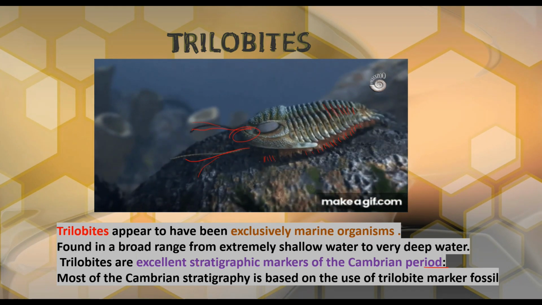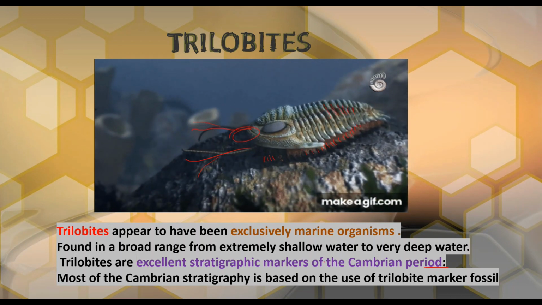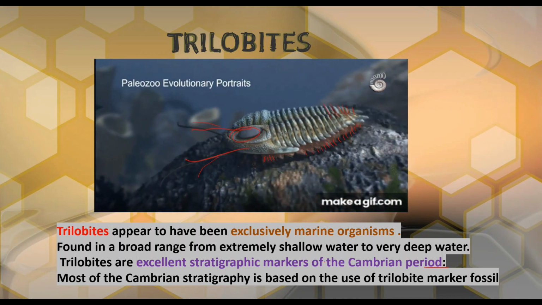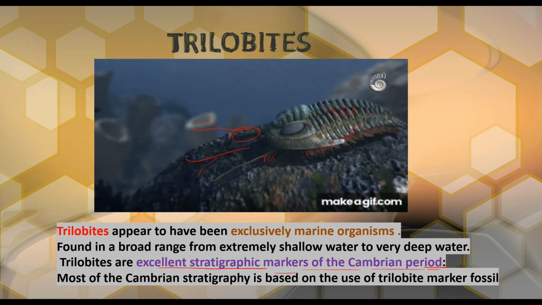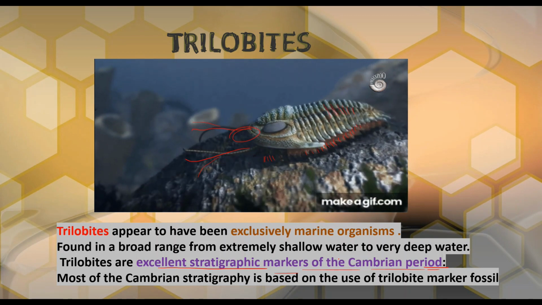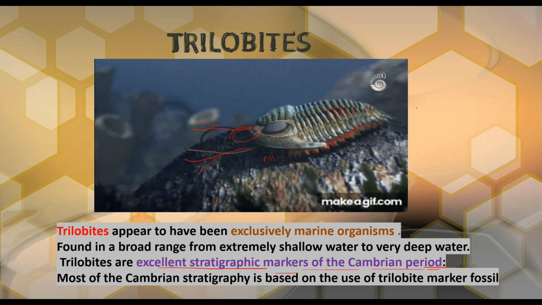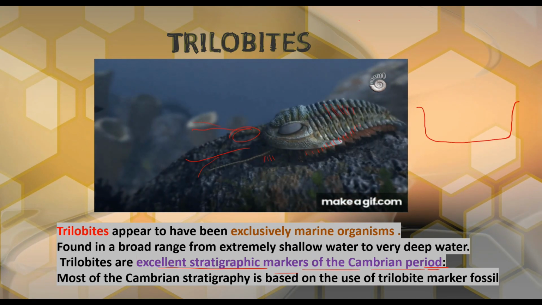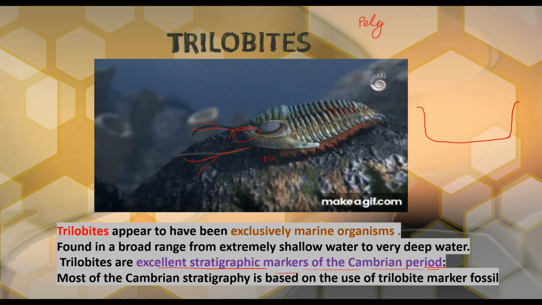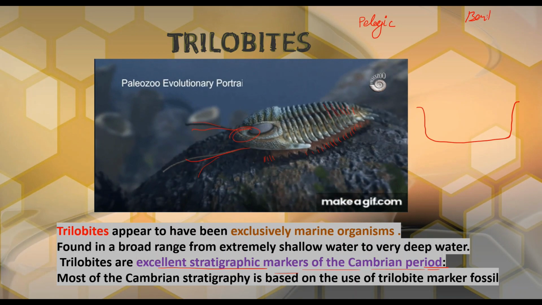So Trilobita first appeared generally in the Lower Cambrian age. That's why they are actually an excellent stratigraphic marker of the Cambrian period. And generally you can get the Trilobita in shallow water as well as deep water. So suppose this is the ocean basin, right? So there are two terminologies. Okay, first one is the pelagic, second one is the benthonic.